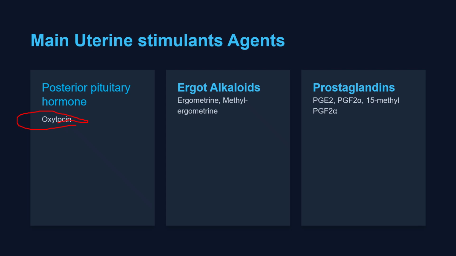Another classification is ergot alkaloids, which is another important drug used as a stimulant. That is ergometrine and methylergometrine. The third and last one is prostaglandin. Prostaglandin also acts as a uterine stimulant. We are going to see the details in the upcoming slides.